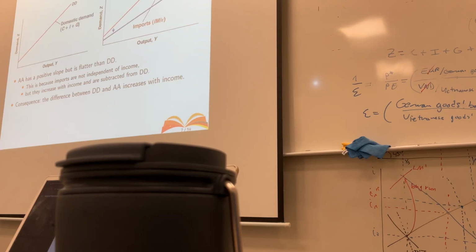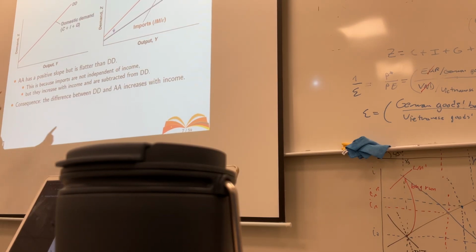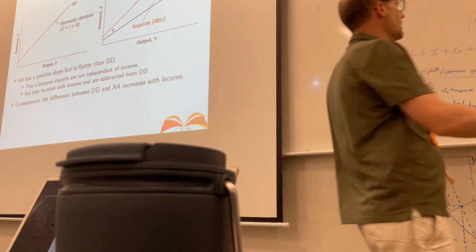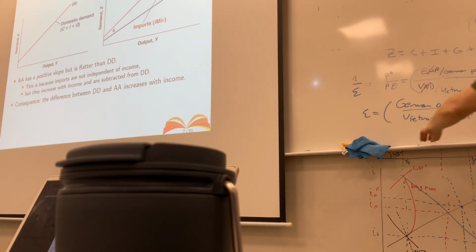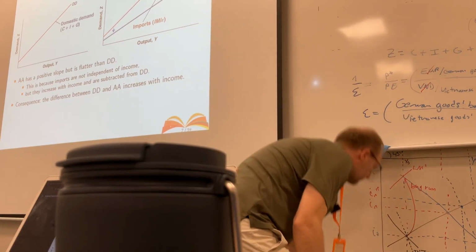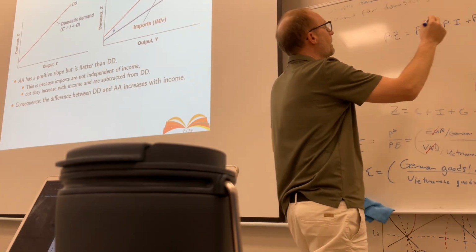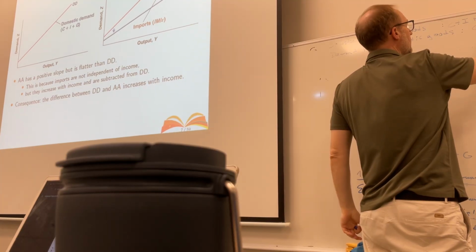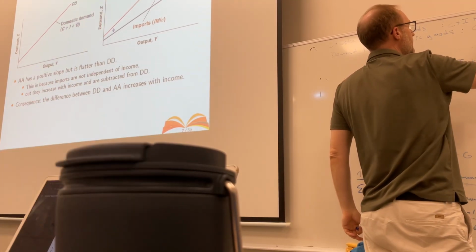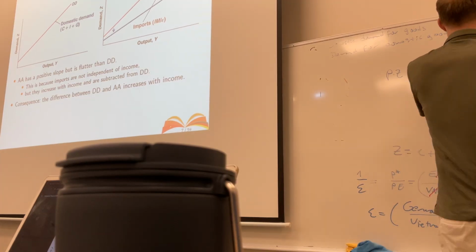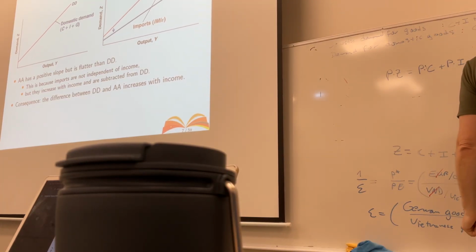And they depend positively on income, but they enter into the equation negatively. So we think of ZD, and take the derivative of ZD with respect to Y. This gives me then CY plus IY.